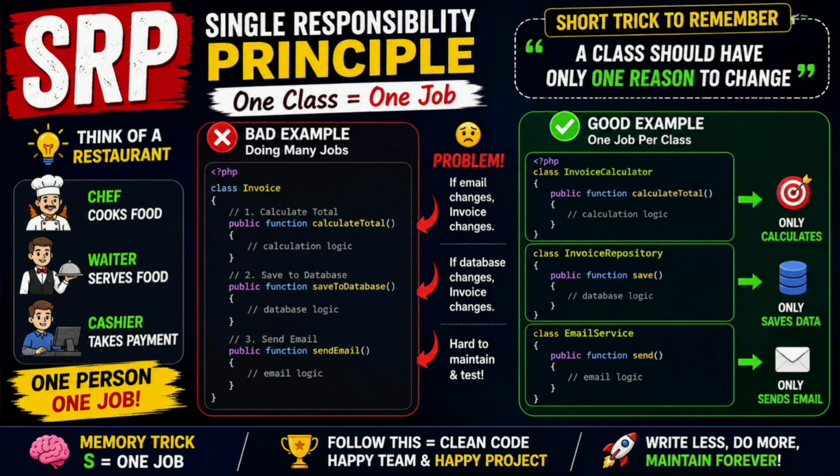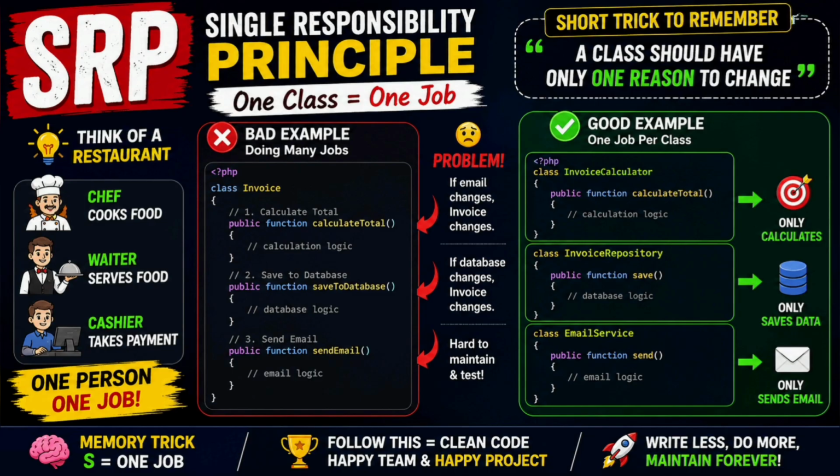Bad example. Class Invoice, public function calculateTotal, public function save, and public function sendEmail. So under Invoice there are three methods: calculate total, save to database, send email. This class is doing calculation, database, email, three responsibilities. If email changes, Invoice changes. If database changes, Invoice changes. So what is the good example?